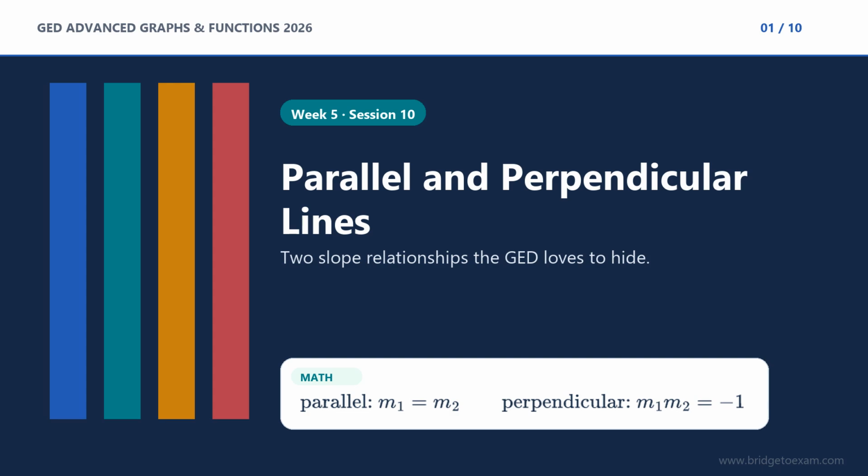Two lines can relate in special ways. They can be parallel, running side by side, or perpendicular, meeting at a right angle. The secret to both lives in the slopes. Today, you will spot these relationships instantly, even when they are hidden inside equations.